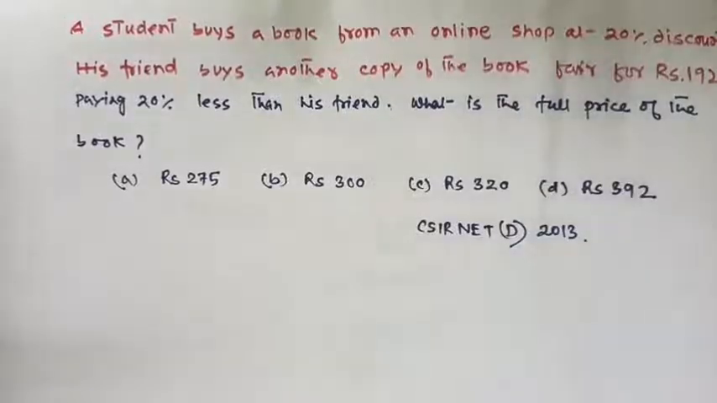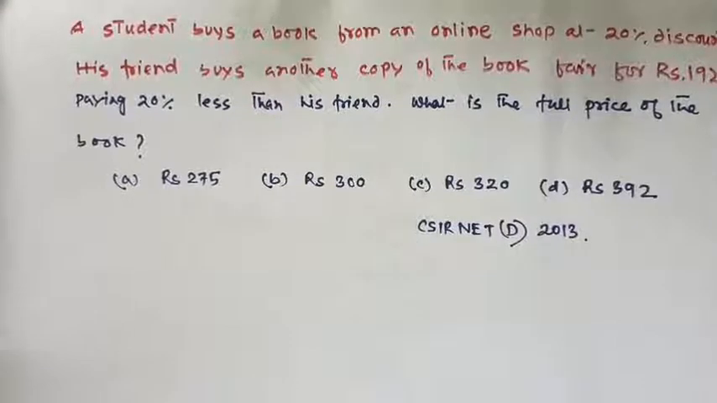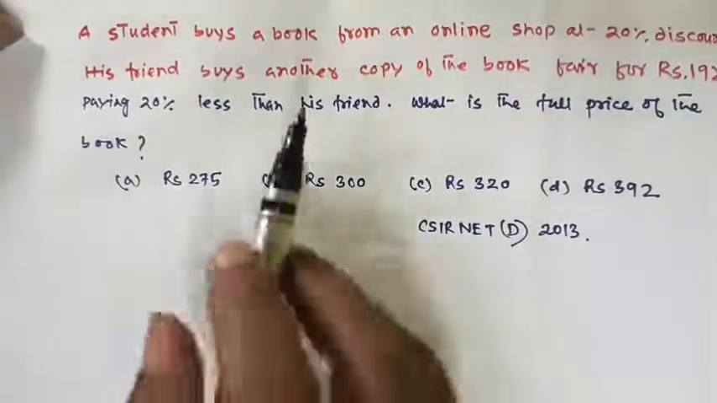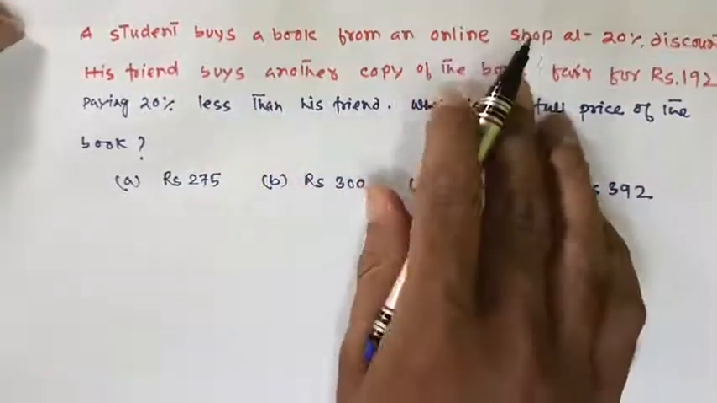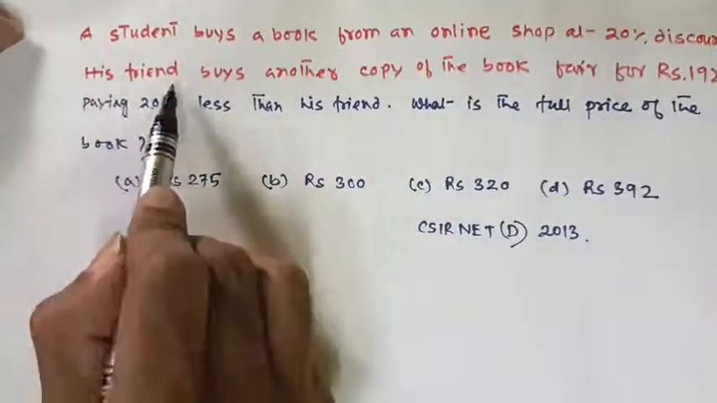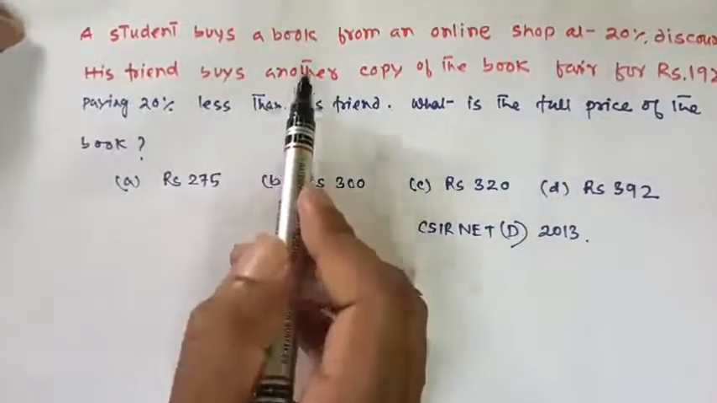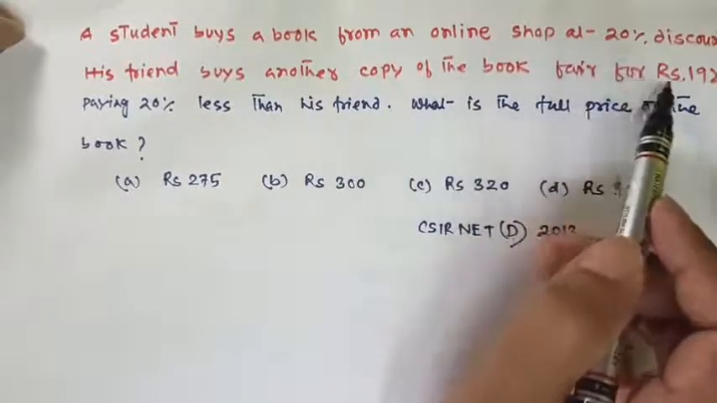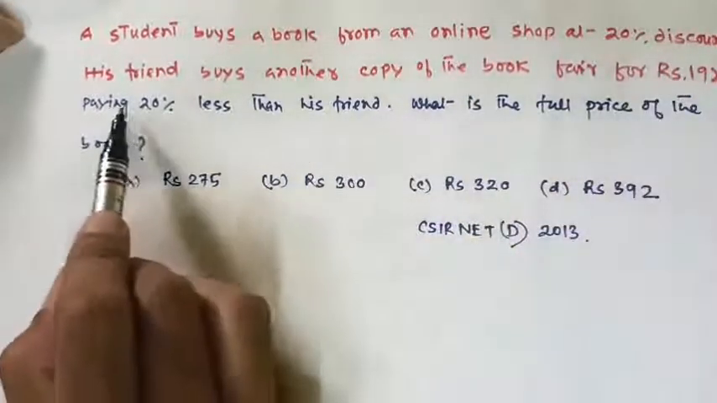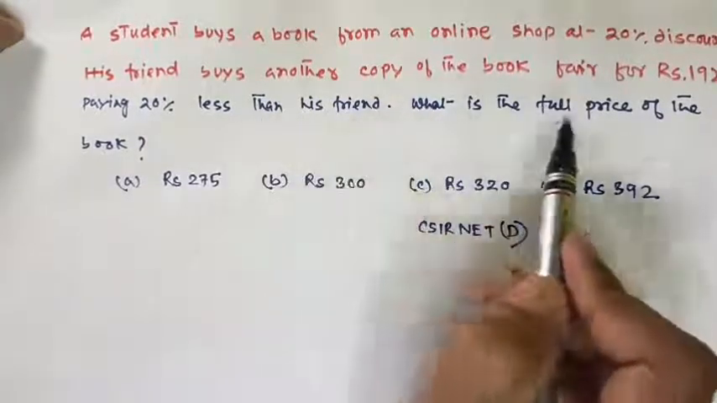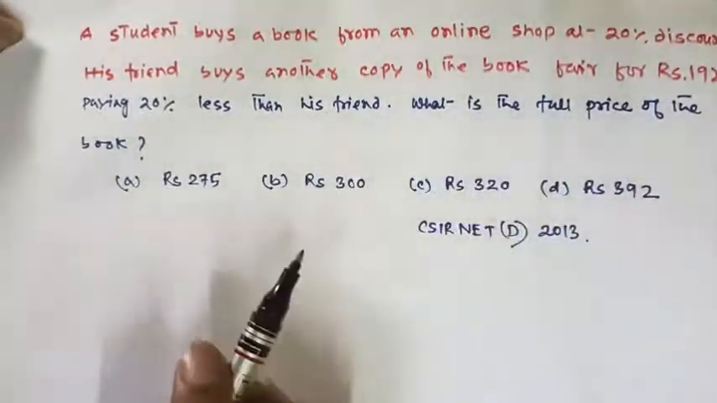This is a combined question from percentage and profit and loss. In this question it is given that there is a student who has bought a book from an online shop at 20% discount, and his friend buys another copy of the same book at a fare of 192, paying 20% less than his friend. What is the full price of the book?